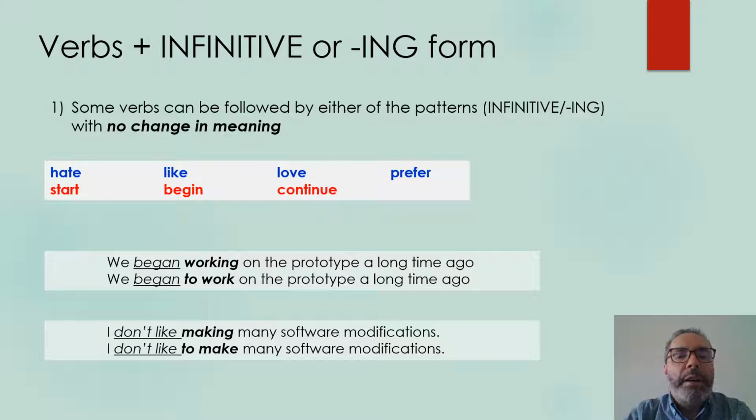Here we have this list, and in this case we use different colors to understand the verbs in the list. Hate, like, love, prefer, related to likes and preferences, or start, begin, continue. We began working on the prototype a long time ago, or we began to work on the prototype a long time ago, have no difference. The same happens in the second example. I don't like making or to make many software modifications.